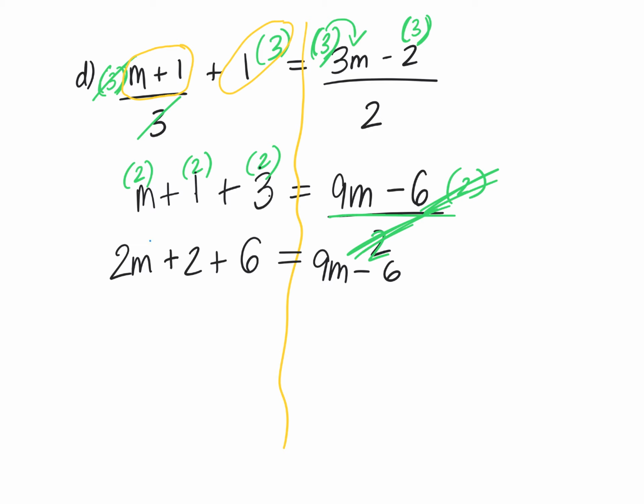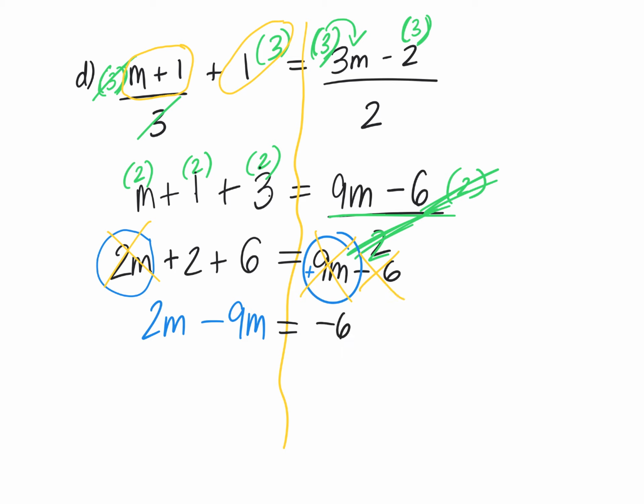You can only keep your variable terms together. I have a 2m, I keep that on the left, and I have a 9m on the right. What does it become? Yeah, you got to put the variable terms together. What does the positive 9m become? Okay, so I've done that. I keep this negative 6 right here. I don't move it, but I have this positive 2. What does that become? Negative 2, and I have a positive 6 becomes negative 6. So I'm done with that, and I've written that.